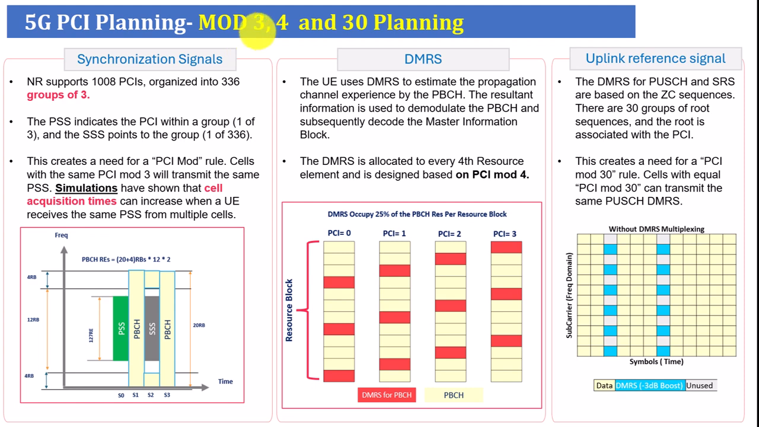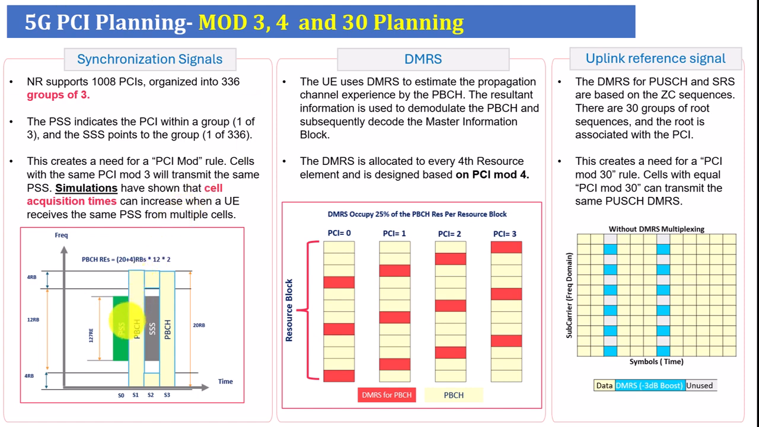In 5G, mod 3, as you can see here, is mainly based on the synchronization signals, particularly the PSS. As you know, the PSS has three groups, so the PSS indicates the PCI within group 1 to 3. This creates the rule to avoid mod 3 interference. For example, each cell will have a different mod, like PCI 1, 2, 3, so each one has a different mod, to avoid it within the site, or even try to do it with the neighbor cells.